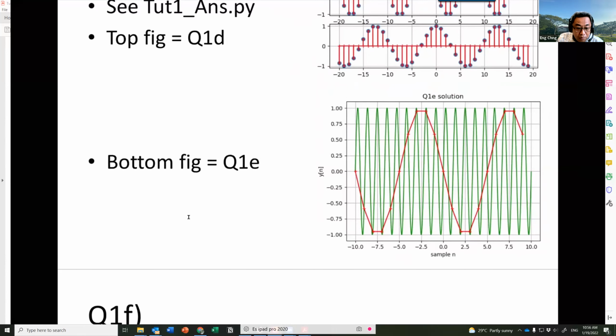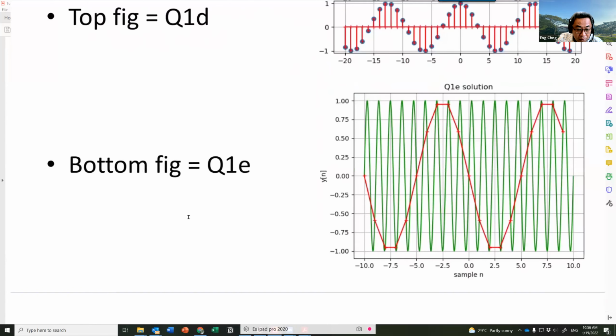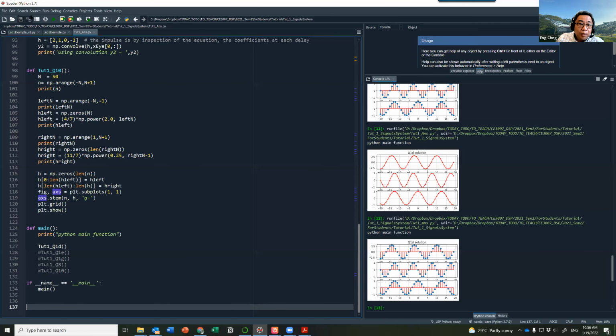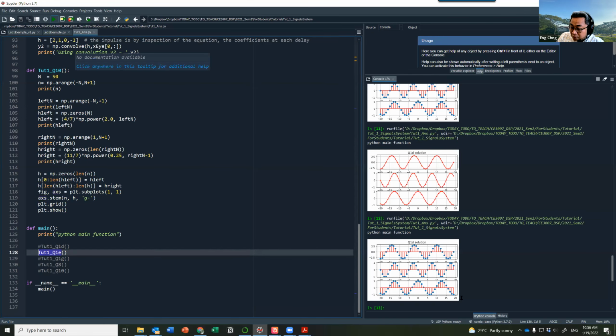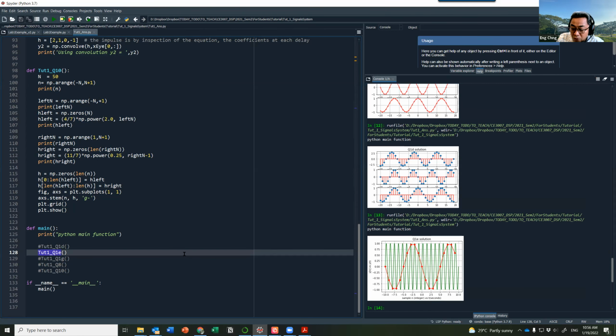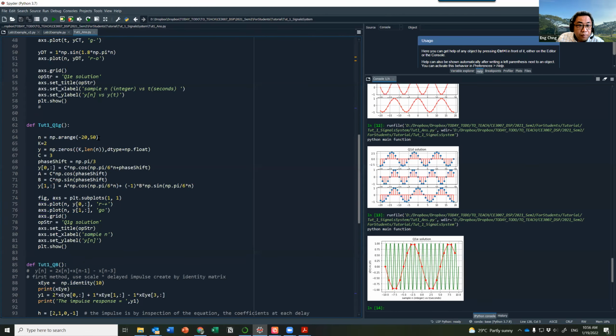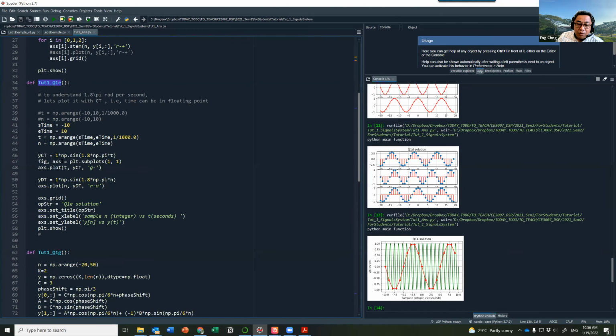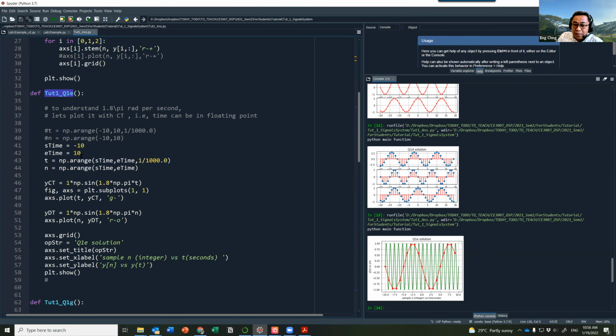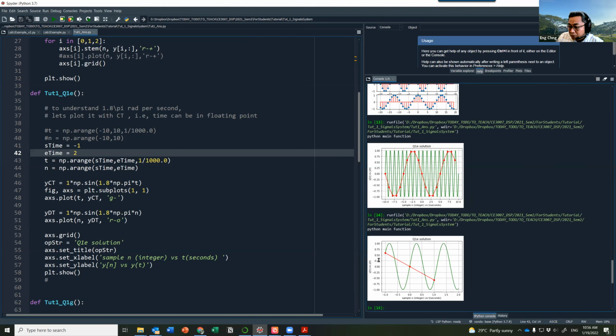So now I'm going to do question 1E for you. And then I run, and that is the answer, the green guy and the red guy. Let's look at the code. Question 1E. Now, I say start time is -10, end time is 10. Let's zoom in, -1 to 2. Okay, and I'm going to replot this from -1 to 2. So from -1 to 2, the green guy is the continuous-time signal.